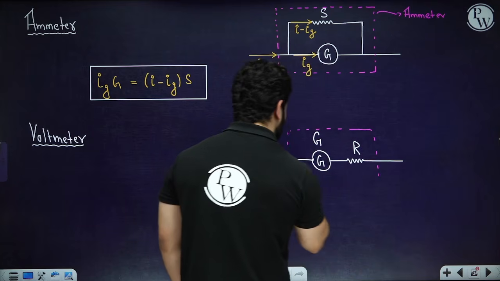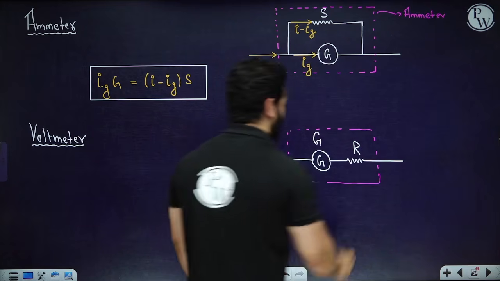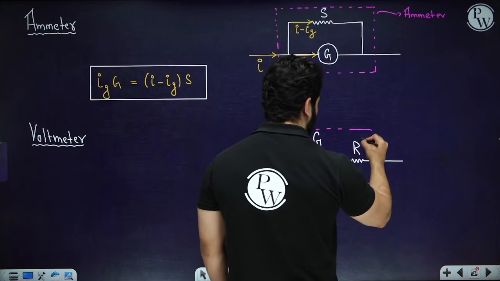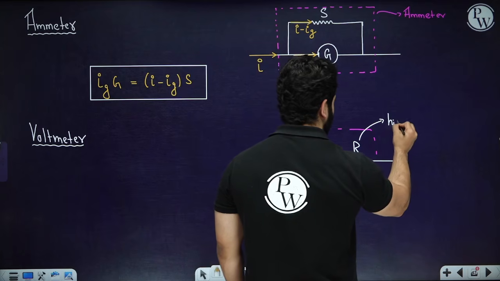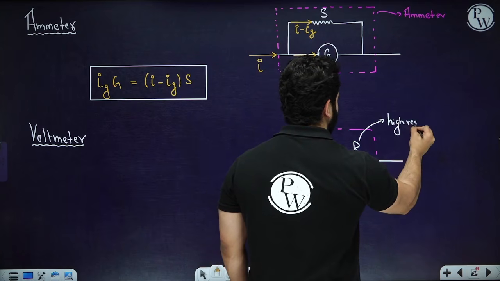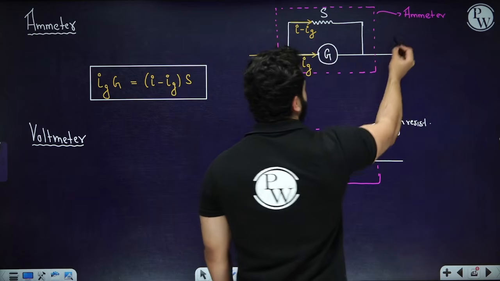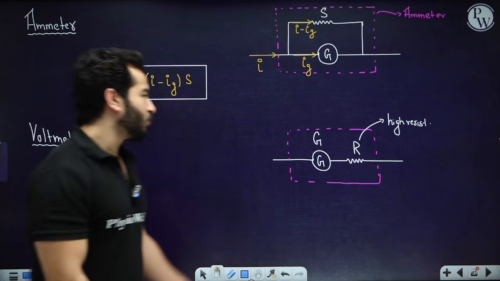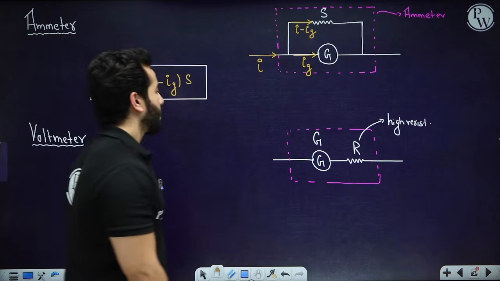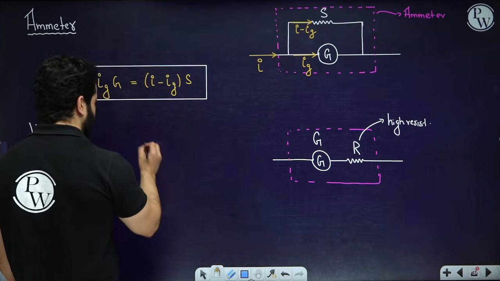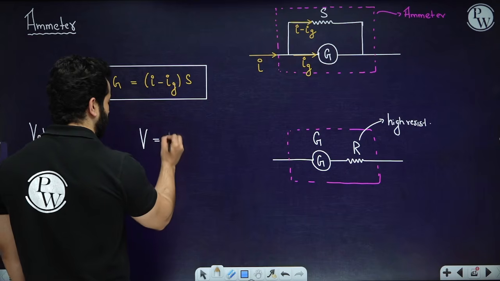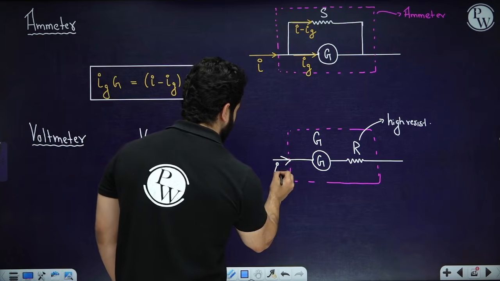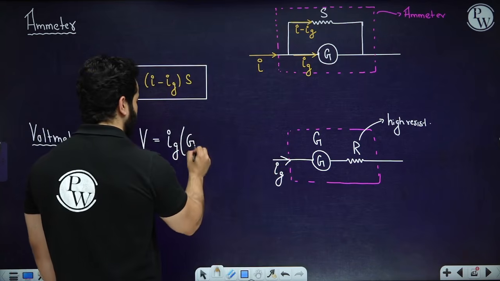And this thing is connected in parallel. By the way, now apply the same logic and understand it. Usually this is of high resistance. That's why they say that ideally an ammeter has zero resistance, and ideally a voltmeter has infinite resistance. So if this is the case, we are going to simply write that V will be equal to Ig, because now the current that will pass through this is going to be Ig times (G plus R).